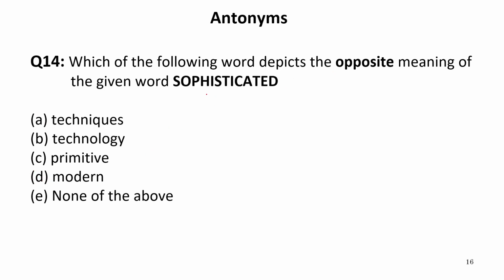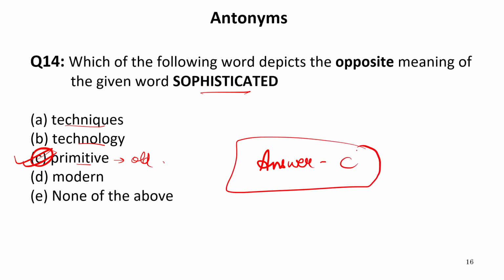Now let us move to the next word. Sophisticated. Now if one is sophisticated, it means he's developed, he's wise, advanced, modern. So let us see the options to see the opposite of this particular word. Now techniques, we know well that techniques in technology are advanced ones. Primitive refers to something very old. So this will be the antonym of this particular word. So our answer is C. That is, the antonym of the word sophisticated is primitive. All others are synonyms of this particular word.